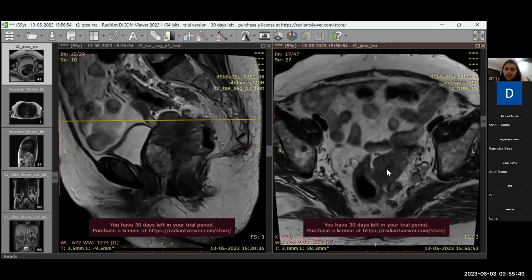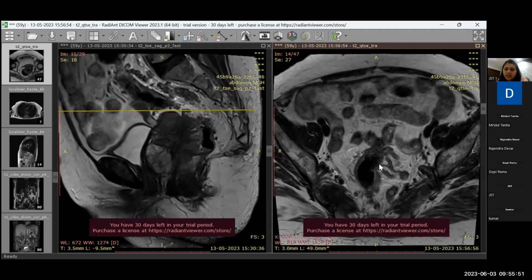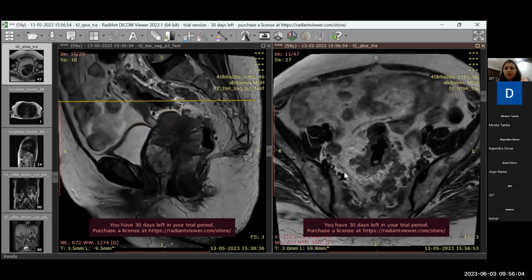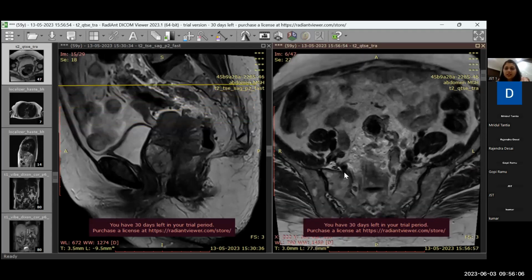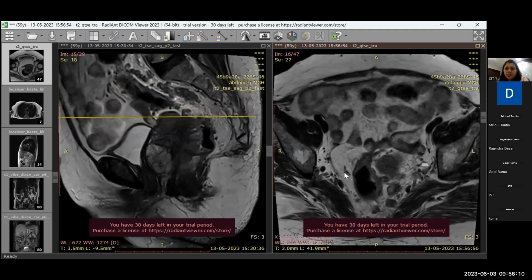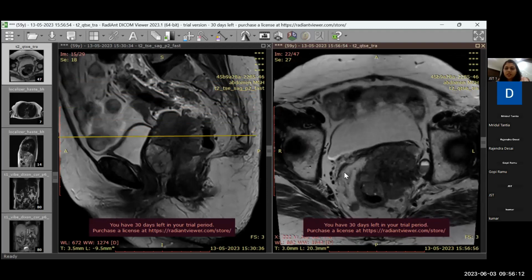And the important thing I want to show here is the EMVI. This is the tumor extending along the vessels in a tubular fashion. Here on the sagittal images, this has the tumor intensity itself, and it is continuous, just as the vessels go in the perirectal region. So this is a very poor prognostic feature.